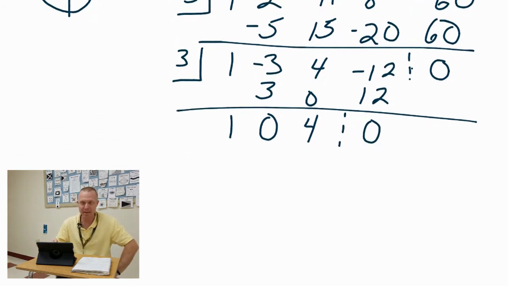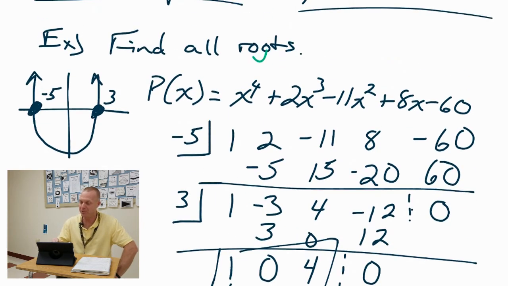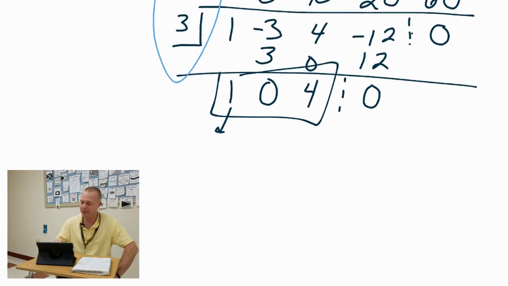And something I want you to remember is that the goal of your depressed polynomial is to get down to something that you can solve, to get down to at least an x squared. Now that's what we did here, since we started with x to the fourth and we divided twice. We're now down to an x squared. And that means, of course, 1x squared plus 0x plus 4.